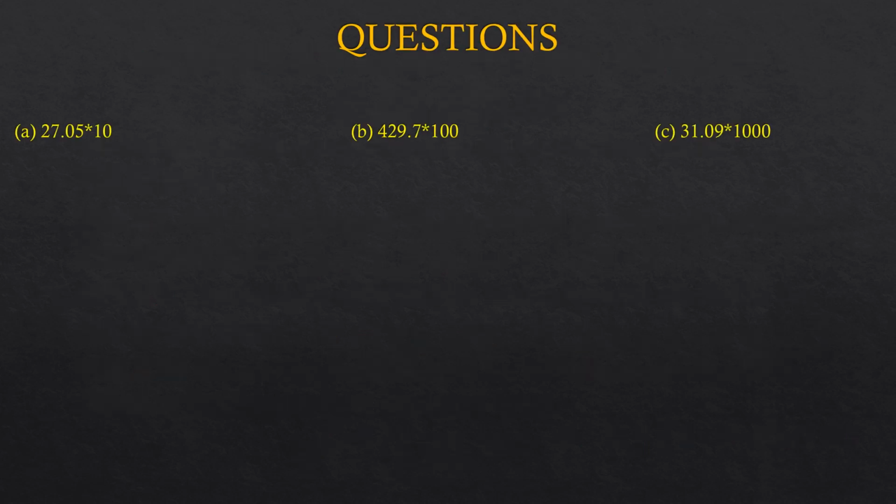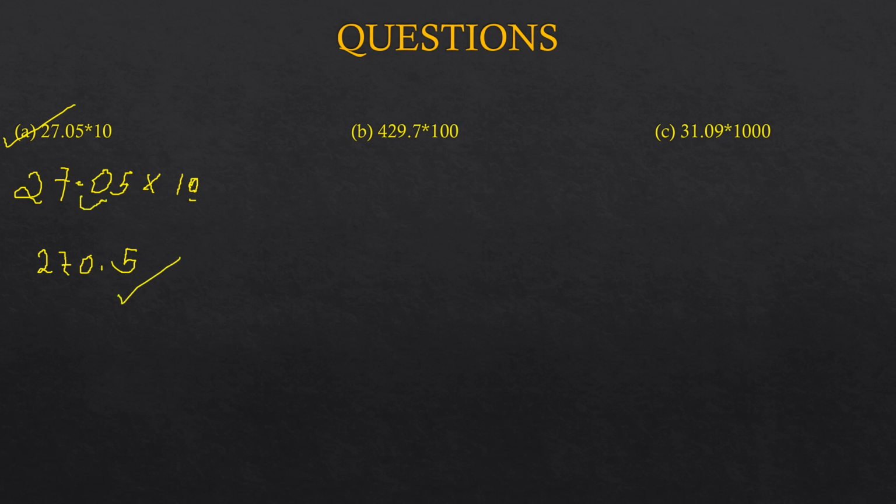Let's proceed. Now we have three questions. One multiplication is by 10, another is by 100, and the last one is by 1000. In part A, we have to multiply 27.05 by 10. What will happen when we multiply it by 10? We have 1 0 here, so the decimal point will get shifted by one place. We will get 270.5. We have shifted the decimal point by one place. This will be the answer for part A.